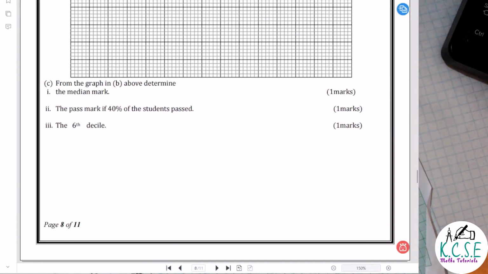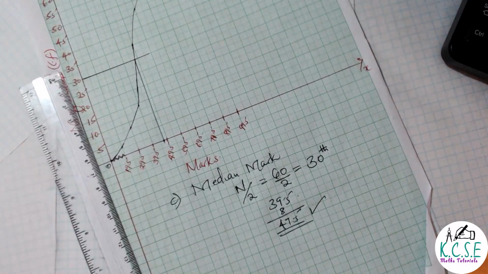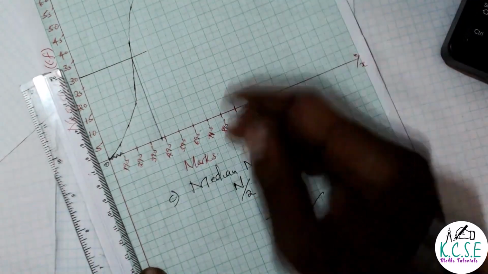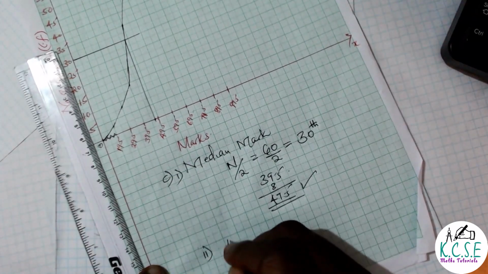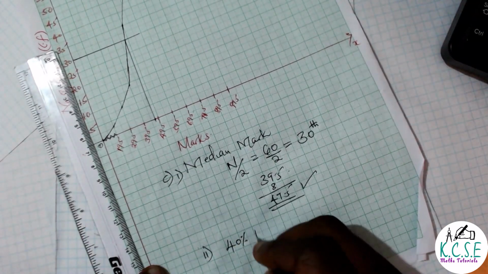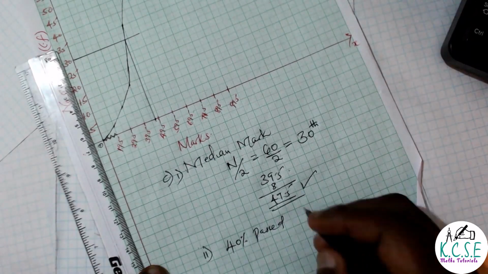The pass mark. If 40% of the students passed, this is part C, part 2. So 40% of the students passed. Let's see how many students that is.